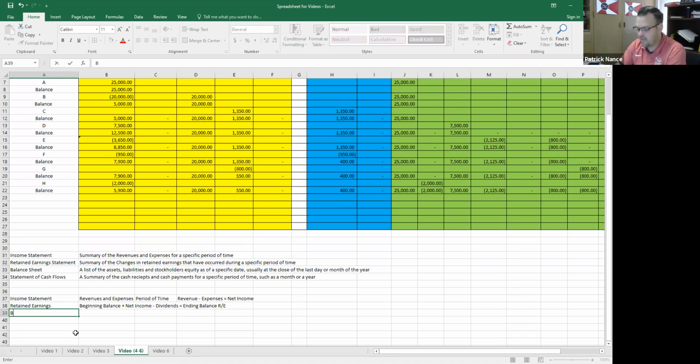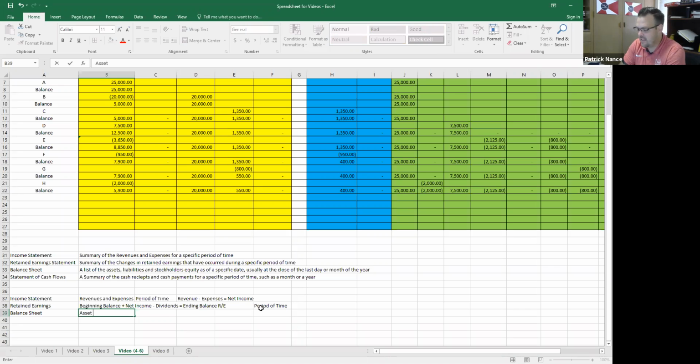The third financial statement is the balance sheet. This one, by the way, is for a period of time too, because there's a beginning balance and an ending balance. The balance sheet is a list of all the assets, liabilities, and stockholders' equity as of a specific date, and it's usually at the close of the last month. So this one is a specific day. It's a snapshot, one point in time, whereas the other two we just talked about are for periods of time. And it's basically the accounting equation.